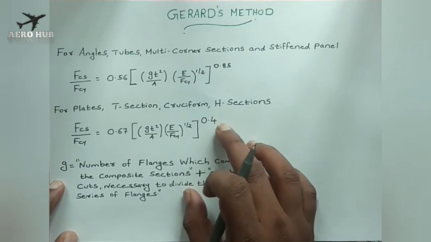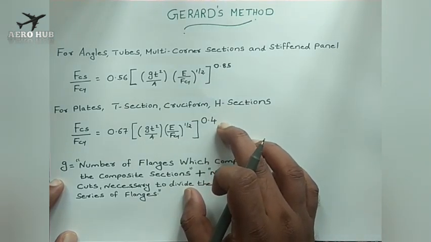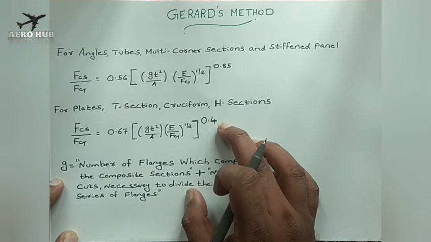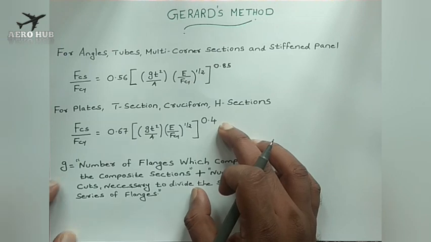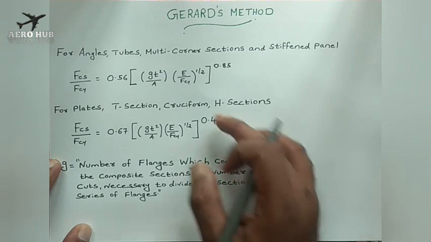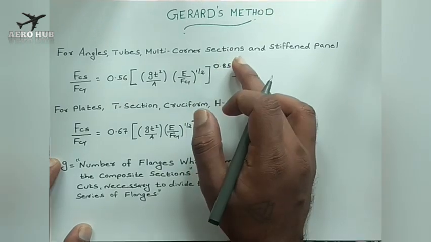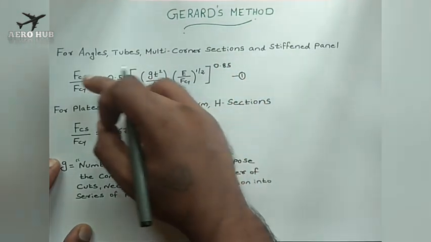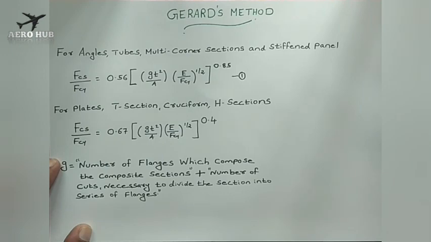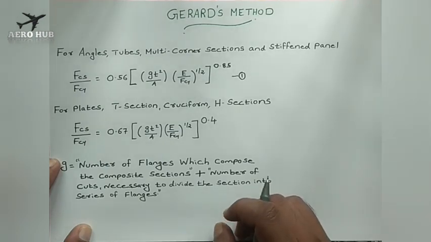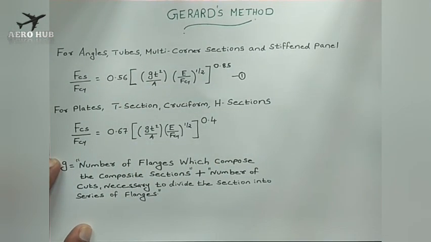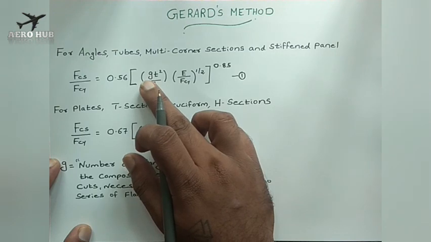As you can see, for Gerard's method, we have different formulas for different types of sections. All these formulas have been found using experimental techniques. As per the requirement, I'll be using two formulas. This one will be equation number 1, and this formula is for angles, tubes, multi-corner sections and stiffened panels. FCS by FCY, where FCS is the crippling stress and FCY is the maximum compressive yield strength, equals 0.56 into GT square by A, where G is a constant for a section.